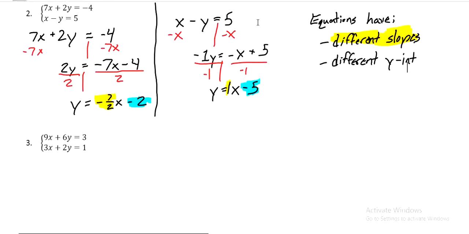So when you have different slopes and different y-intercepts, you have one solution.